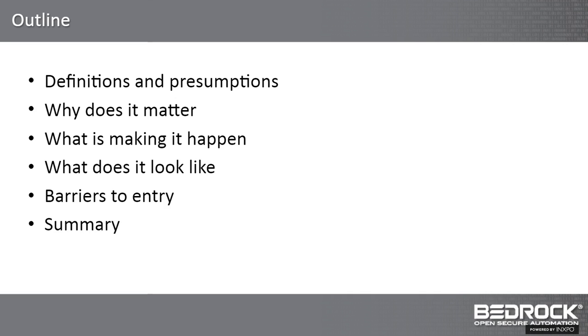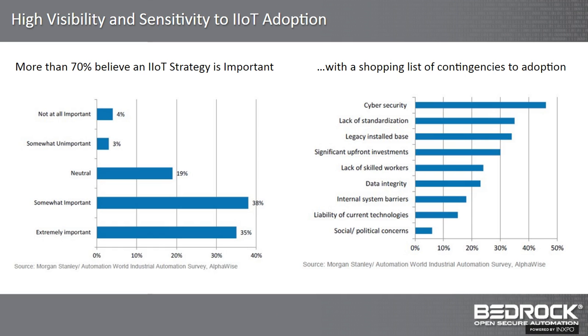I'd like to start also with a preamble, an outline of some definitions and why it matters, what's making this happen, what this is going to look like, what it looks like now, what the barriers to entry are for the OEMs and the users, and summarize it in the end. Not necessarily in exactly this order, but you'll get it when we get into the meat of it.